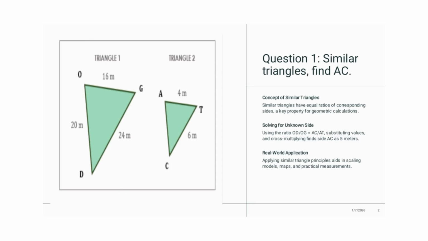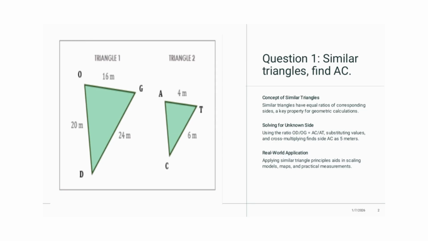Here, the given ratio is OD/OG equals AC/AT, where OD and OG are sides of one triangle and AC and AT are sides of the other. Substituting the given values, 20/16 equals AC/4, we can solve for AC by cross-multiplying. AC equals 20 times 4 divided by 16, which equals 5 meters.